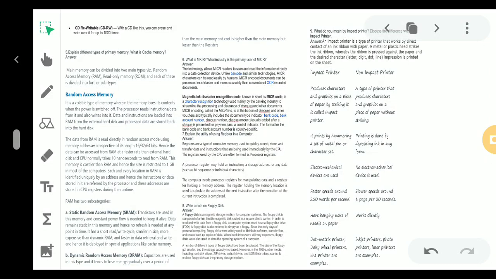But in the case of dynamic memory, capacitors are used. It tends to lose energy gradually over a period of time. Main memory costs more than the other memories, but it is lesser than the registers.